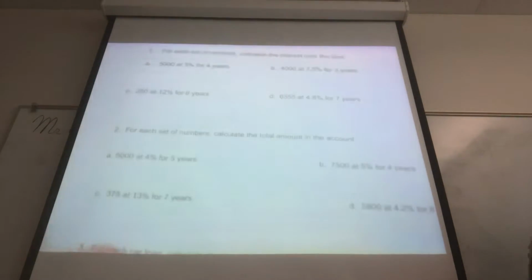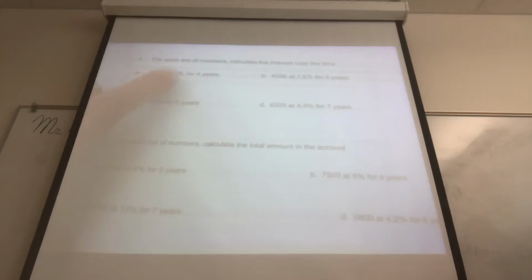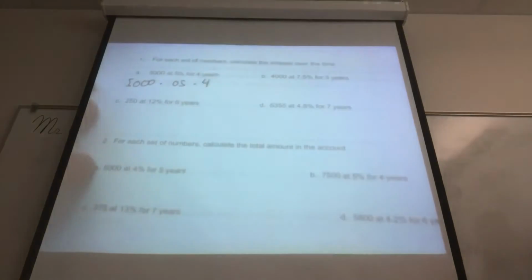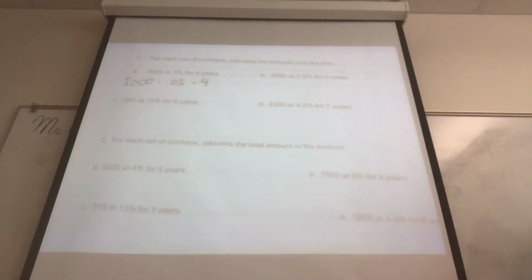The simple interest. Super important. There are questions like this on the test because we spent so long with the interest stuff. Calculate the interest over time. If you're just calculating the interest, $5,000 at 5% for 4 years would be 5,000 times 0.05 for that 5% times 4 years. And whatever you get there, that's your correct answer.